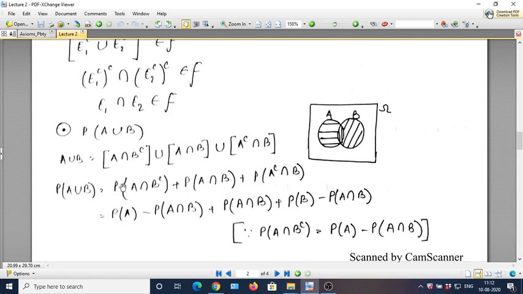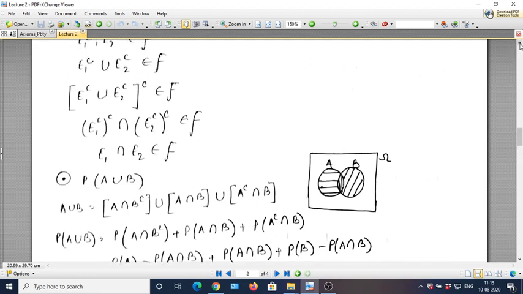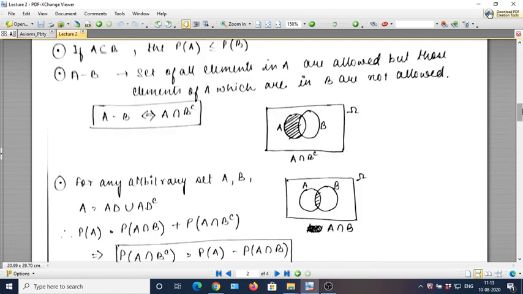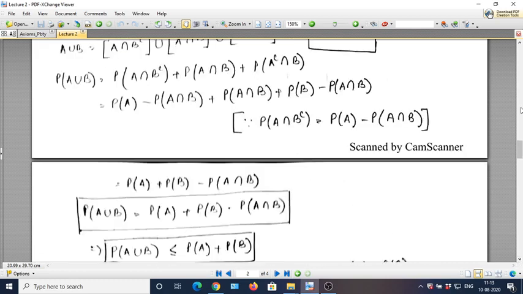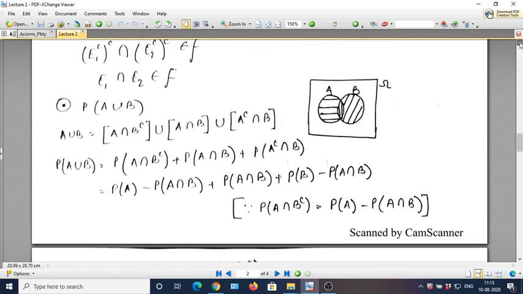Now, we can make use of the property that we have derived. P of A intersection B complement is P of A minus P of A intersection B. What we are saying is that you can get P of A intersection B complement by subtracting the probability measure of this intersection from P of A. Similarly, P of A complement intersection B is nothing but P of B minus P of A intersection B. So we can make use of these two ideas to rewrite this as follows.